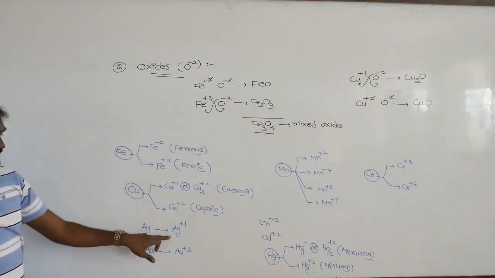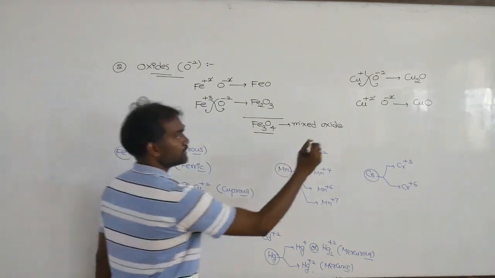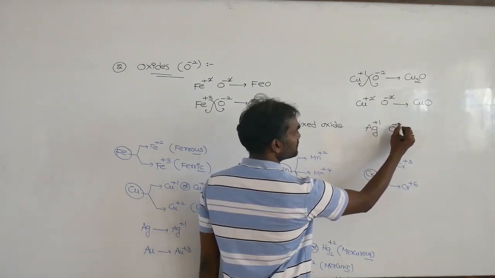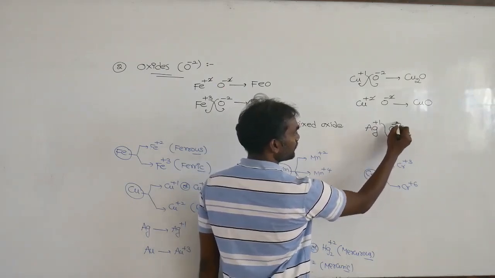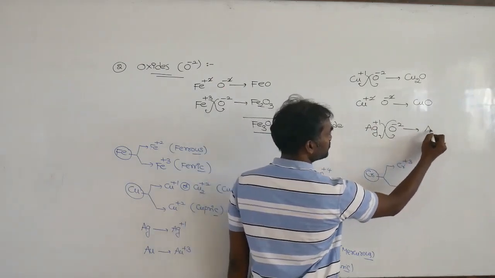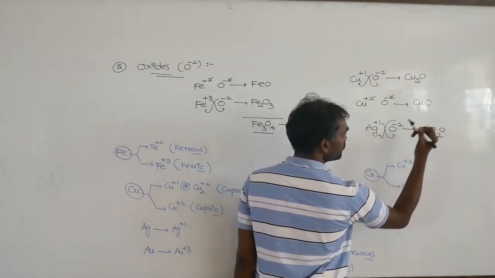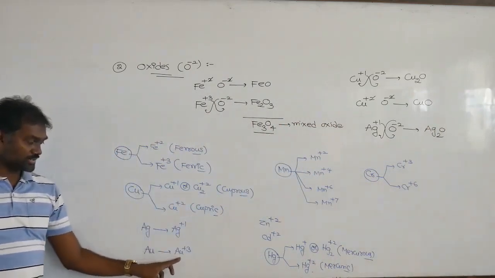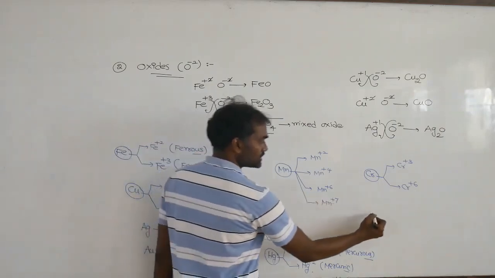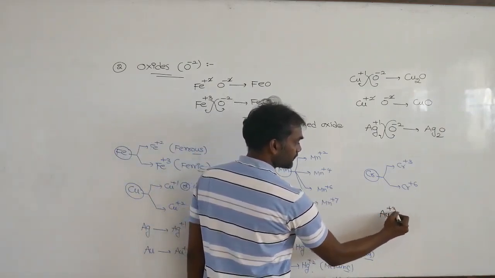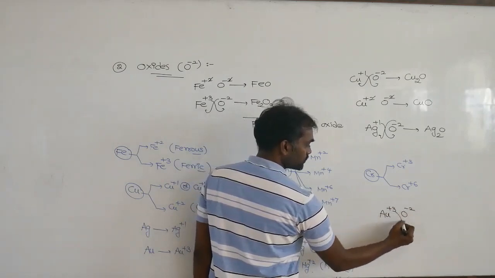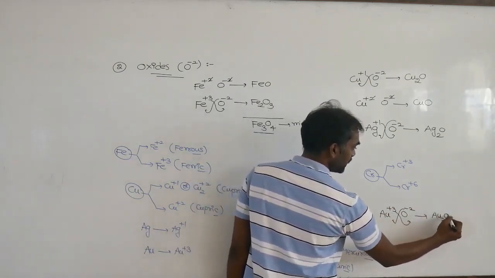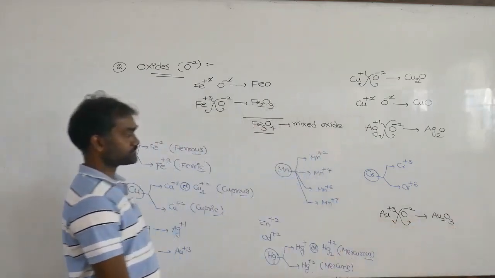Next, suppose you take silver and gold. So silver oxidation state is plus 1, oxygen is minus 2. So 1 is coming here, 2 is coming inside. So your formula is Ag2O. Silver oxide. Next, gold oxide. So gold oxidation state is plus 3. Oxygen is minus 2. So 3 is coming here, 2 is here. So your answer is Au2O3.